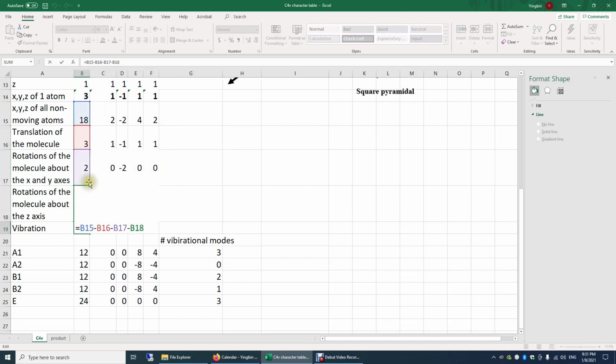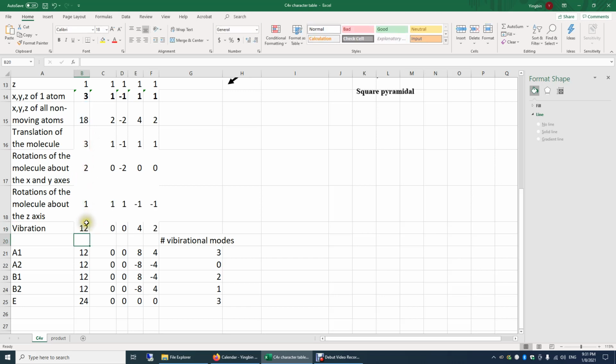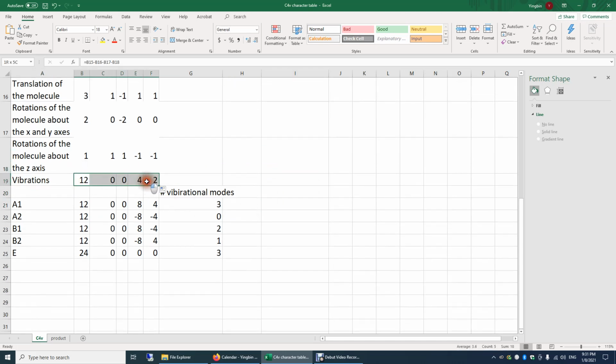Now over here, we have this 18 minus translation minus rotation. We have this 12 that's associated with the vibrations. And then I drag it from left to right to fill the 5 cells here. Now, these are the characters associated with all vibrations. We need to determine the irreducible representations, though.